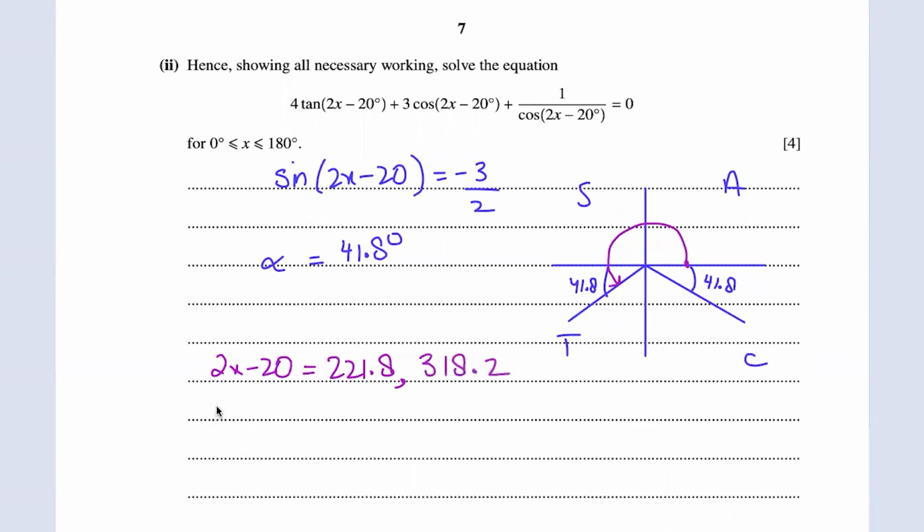So we'll have 2x minus 20 equals these values. Simplifying this, we get x equals 221.8 plus 20 divided by 2, which will become 120.9, and 318.2 plus 20 divided by 2 will become 169.1.